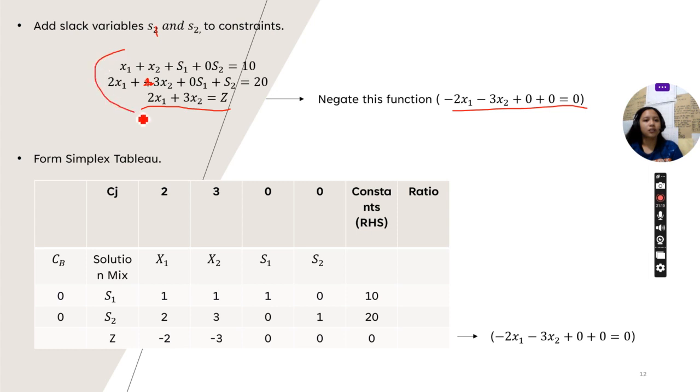So x1 here, x1, x2, then s1, then s2. Then the constants. And the z. Let's put the z in the bottom. The negated objective function.